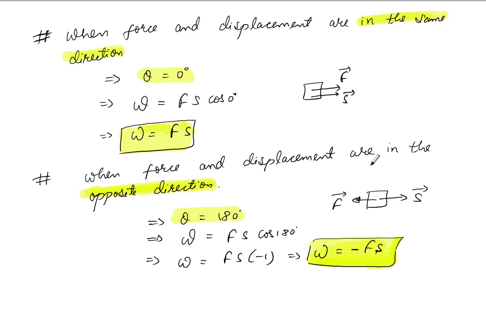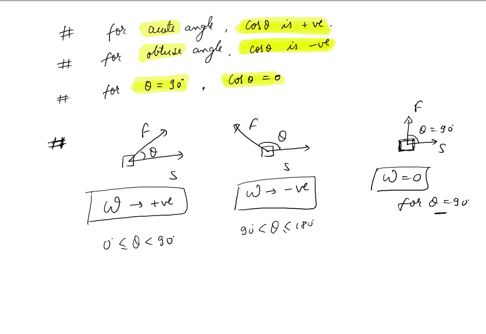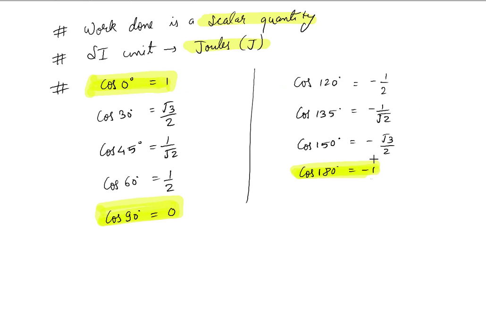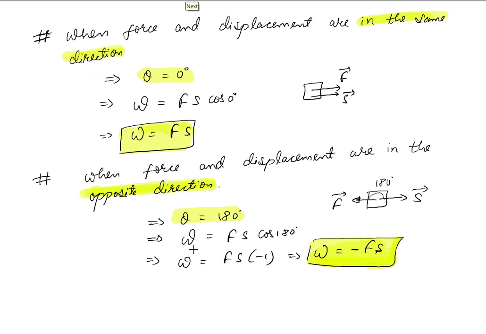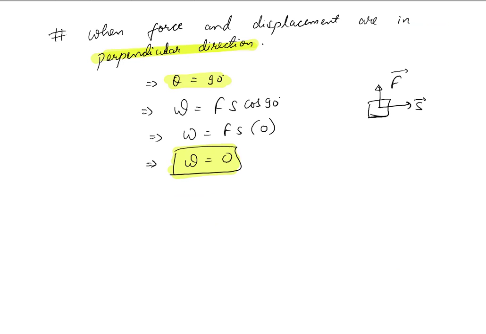And when force and displacement are in the opposite direction, then the angle between F and S will be equal to 180 degrees, and in that case work done will be equal to F S cos 180 degrees, and the value of cos 180 degrees is equal to minus 1. So work done will be equal to F into S into minus 1, which is equal to minus F into S.